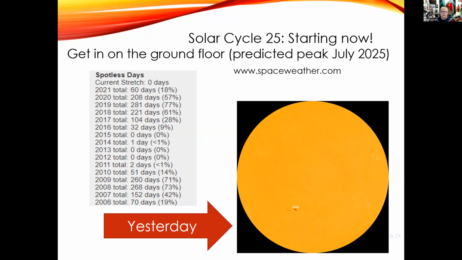It could be a year and a half earlier. It could be a year and a half or more later. What we do know is that if you look, and this is from spaceweather.com, back in 2020, 57% of the days of that year had no sunspots. This year, it's only been 18% of the days that have had no sunspots. And we're pretty close to the end of the year. So the sun is definitely waking up.